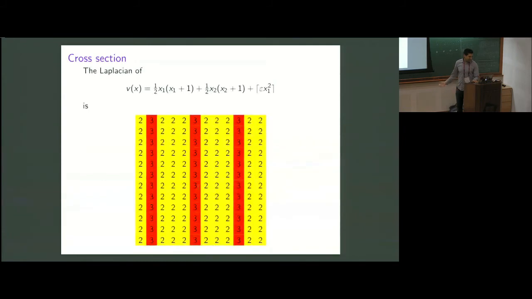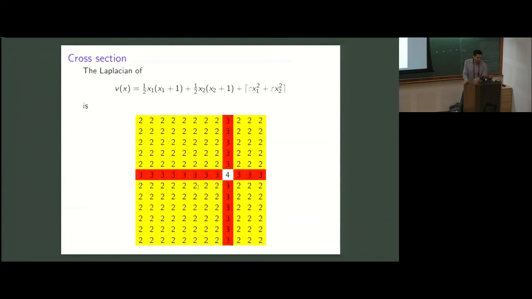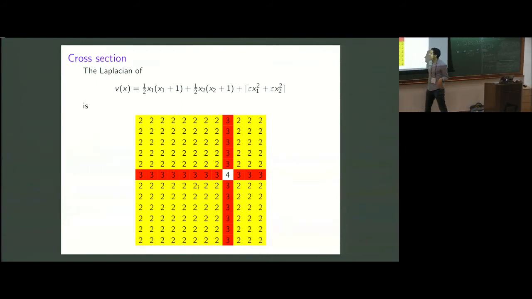And instead of that, you could increase the x1 squared coordinate, and that corresponds to adding vertical stripes. But if you try to increase both coordinates at once, so you add epsilon x1 squared and epsilon x2 squared, then you get horizontal and vertical stripes. And that's trouble, potentially, because here's a 4, which is unstable.